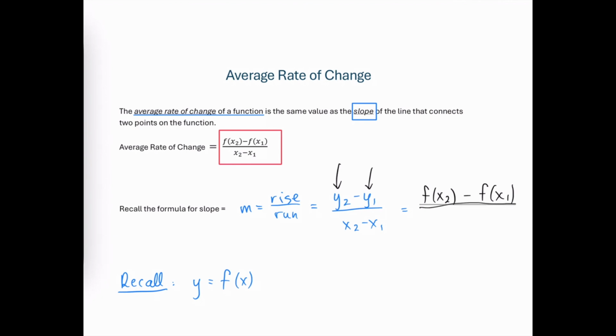So this in the top of the fraction is y2 minus y1, and then in the denominator still x2 minus x1, and again that is our average rate of change formula. So the average rate of change is giving us the slope of a line that connects two ordered pairs.